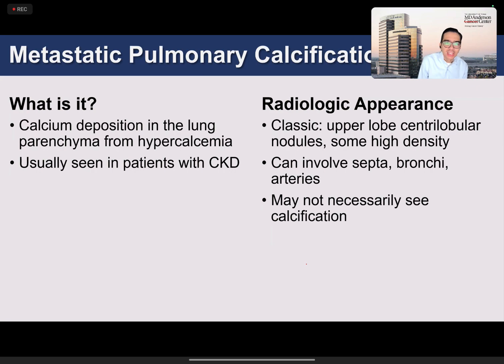Okay, metastatic pulmonary calcification. Metastatic pulmonary calcification is deposition of calcium in the lungs from a patient with hypercalcemia, and it's usually seen in patients with chronic kidney disease. The classic radiologic appearance is upper lung predominant centrilobular ground glass nodules. Initially those ground glass nodules won't necessarily be calcified, but over time, as that calcium deposits, you will see the calcification. It can involve the septa, bronchi, and arteries as well.